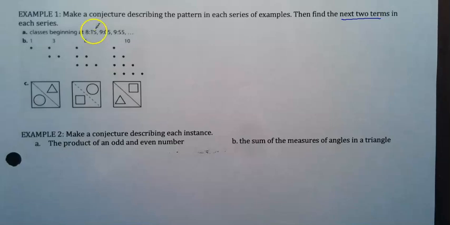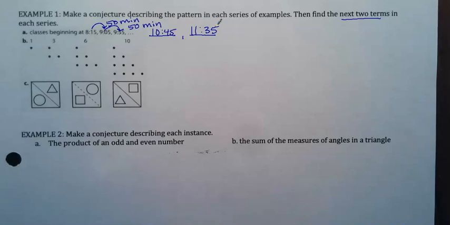How long is it from 8:15 to 9:05? Well, 50 minutes has passed. Does that hold true for 9:05 to 9:55? Yes, we have another 50 minutes. To come up with our next two terms, we take 9:55 and add 50 minutes to that, which would make it what time? Excellent, 10:45, and then another 50 minutes would make that 11:35. So you just use inductive reasoning to look at that pattern and draw a conclusion.